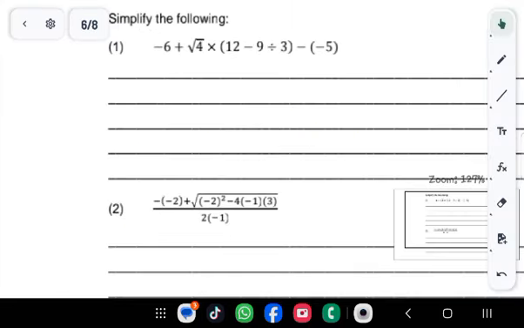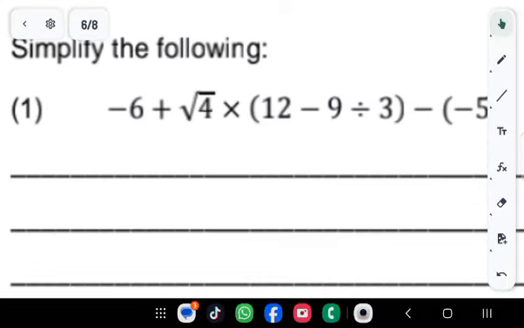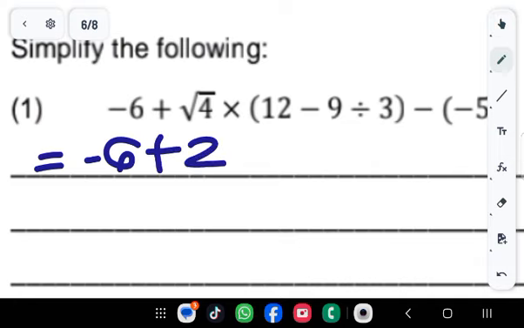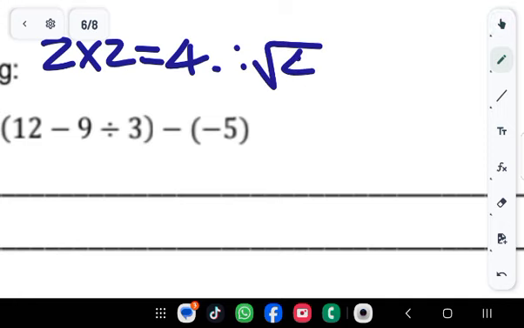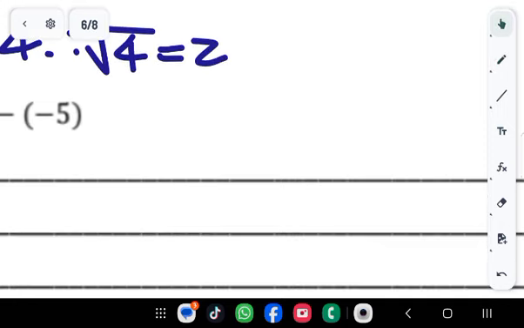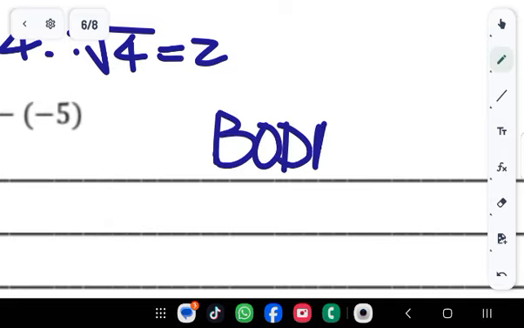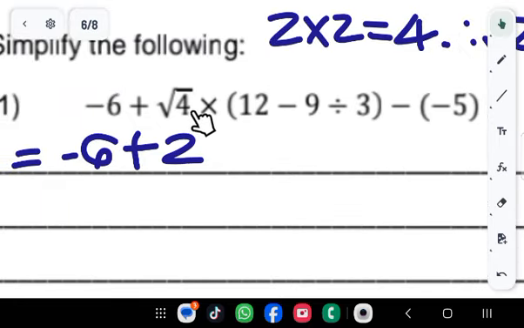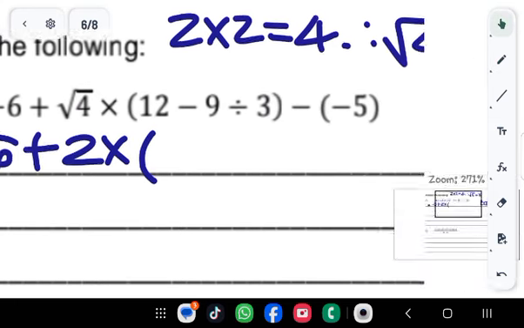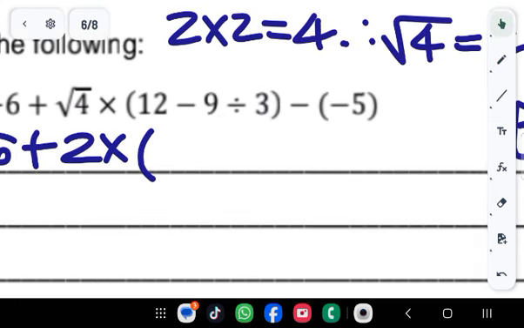we're simplifying again. So that will be negative 6 plus the square root of 4, which is 2, because 2 times 2 is equal to 4. Therefore, the square root of 4 is equal to 2. Remember, we're still using the same rule of BODMAS. Don't forget that. Now, let's go back. So that will be 2 times negative 2 times, and then we've got 12 minus 9 divided by 3.